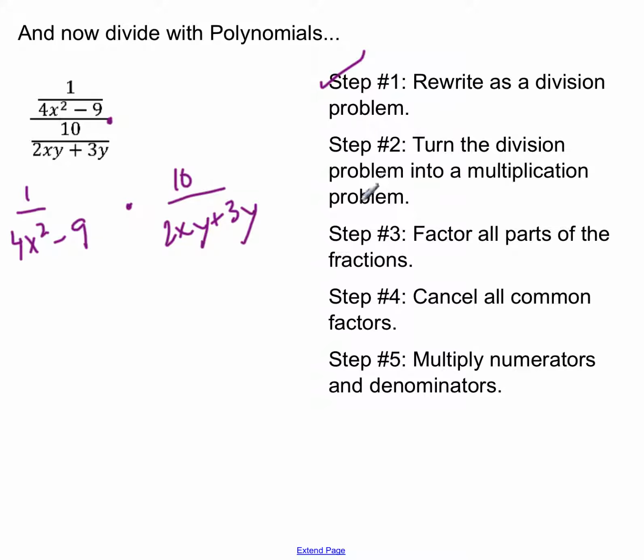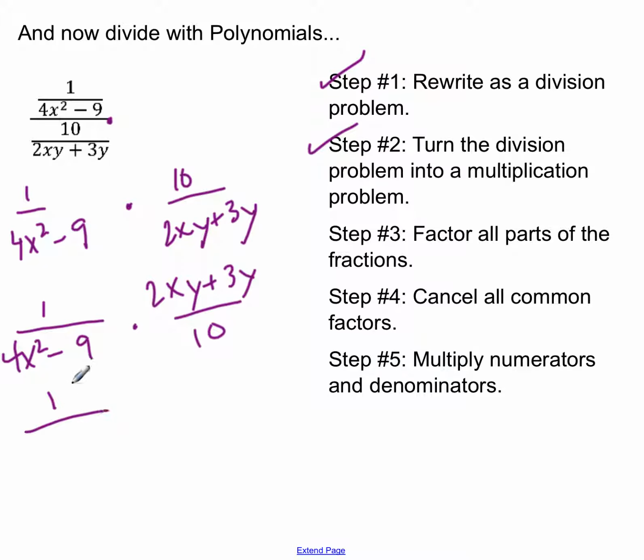Check. Step 2, turn the division problem into a multiplication problem. 1 over 4x squared minus 9 times 2xy plus 3y over 10. Done. 3, factor all parts. 1 over, this is a difference of squares, so I have 2x minus 3, 2x plus 3.